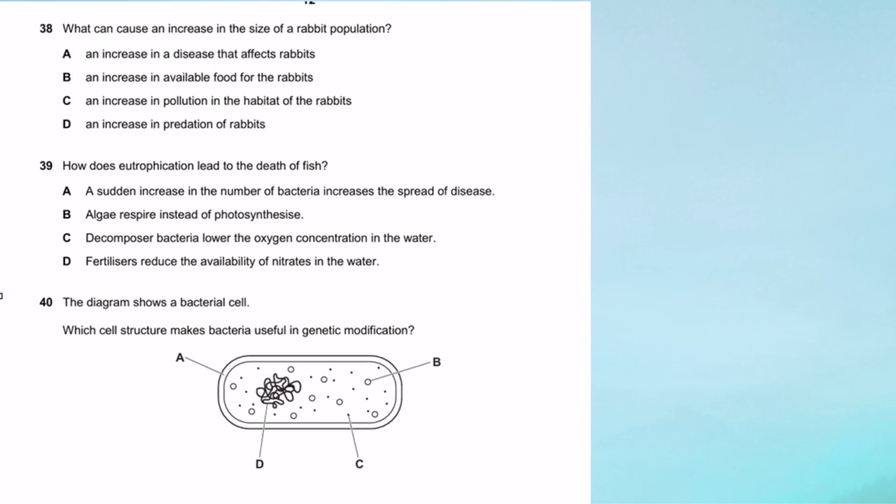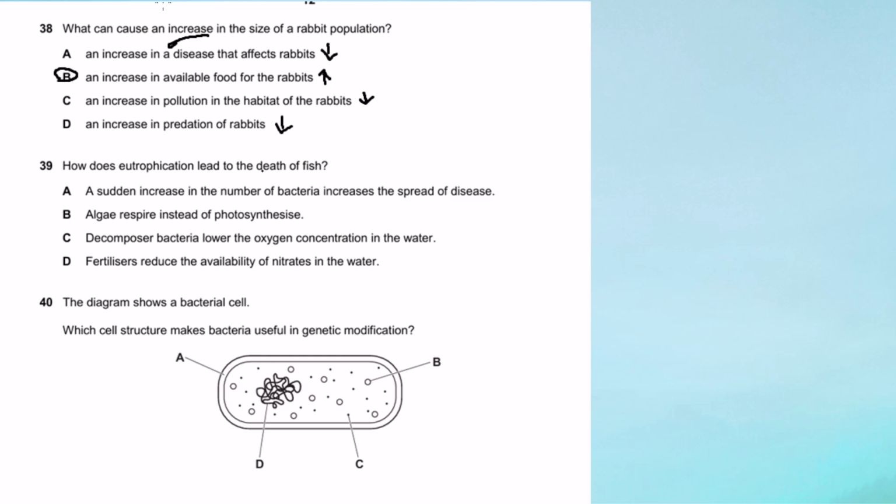So the next question comes down to what can cause an increase in the size of a rabbit population? More disease, well, that will cause a decrease, so it can't be that one. An increase in available food, yeah, that'll go up. That might be an answer. An increase in pollution, well, that will probably decrease the population. Increase in predators, that will decrease. So our only option here is B.